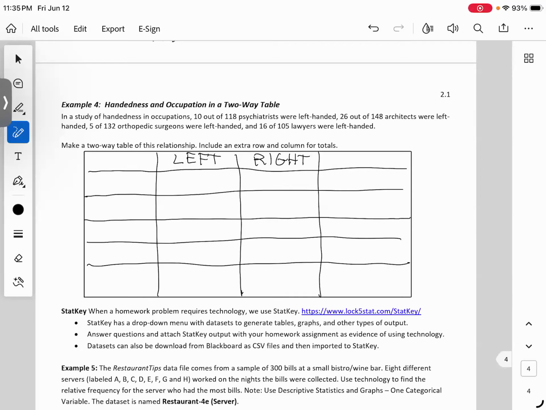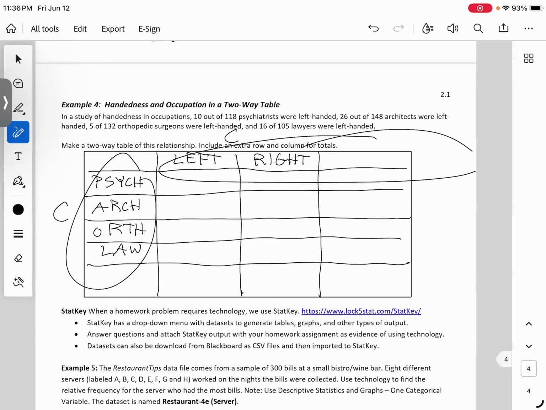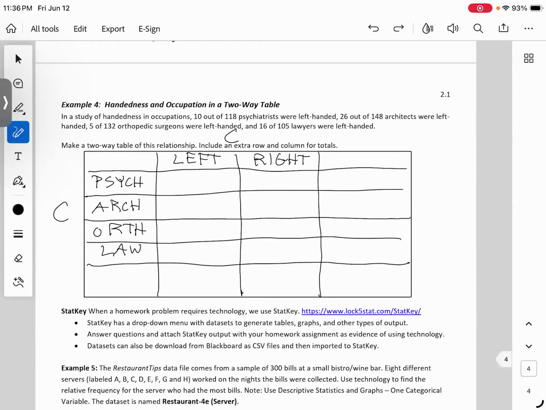And then we're going to be doing, I think it's 4 different occupations. That was psychiatrists, architects who were in this study that were sampled, and then also orthopedic surgeons and lawyers. So 4 different occupations. Again, this is your categorical, and this is your other categorical variable. Now we also could have done this where the left hand, right hand stuff was over here, and the jobs were over here. But either way, you could just swap them around if you wanted to. But we're going to go this way.